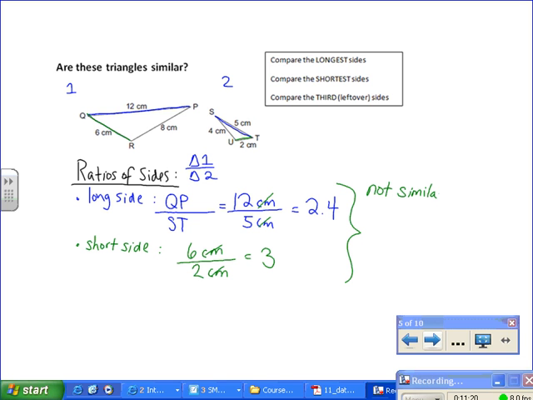So if I had seen 2.4 again as my ratio for the short sides, then I would keep going and check the last side. And if I had the same ratio, then I would know that they were similar. If we wanted to, just to confirm it, although I already know they're not similar because right away I've got two different ratios, the last side that you would compare is the other side. And for triangle 1, that would be 8 centimeters from R to P. And for triangle 2, it would be from S to U, and that's equal to 4 centimeters. And so this time I get 8 divided by 4 is 2. So all three sides have different ratios. These two triangles are not similar.